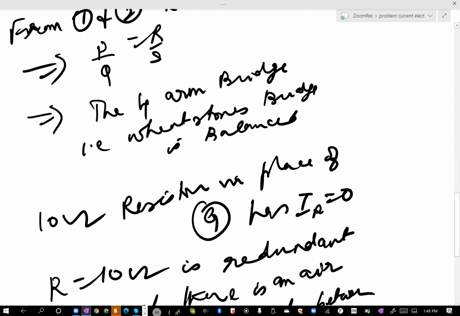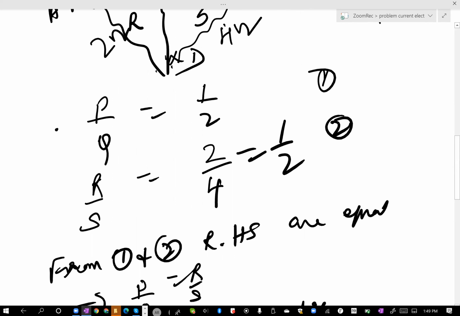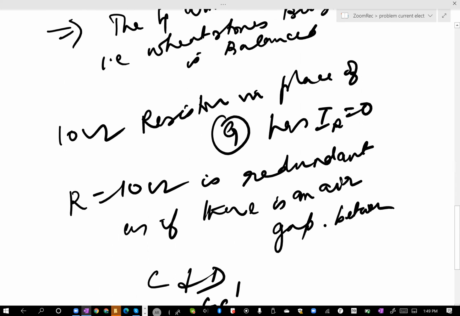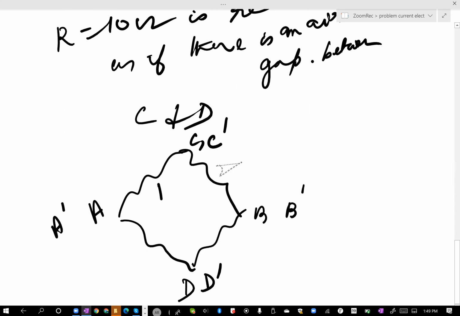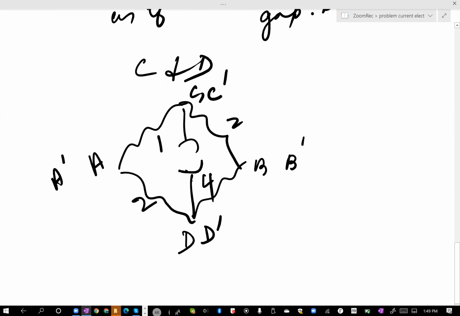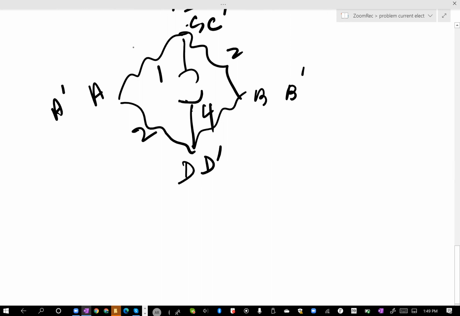Between A and C, you have 1, 2, 2, 4, like this. As if there is an air gap here, and this is redundant, and therefore it is just like an open key here. That's why no current flows through this particular section. Potential at C is equal to potential at D, because current is not allowed to flow. There is no potential drop. Now that means P and Q, this is R and S.